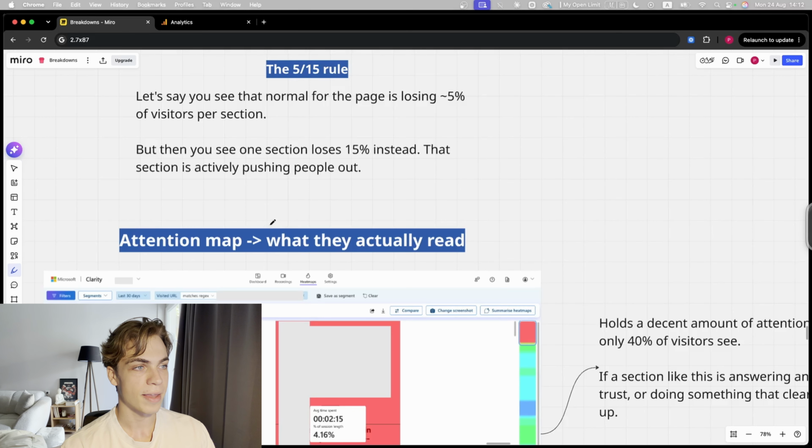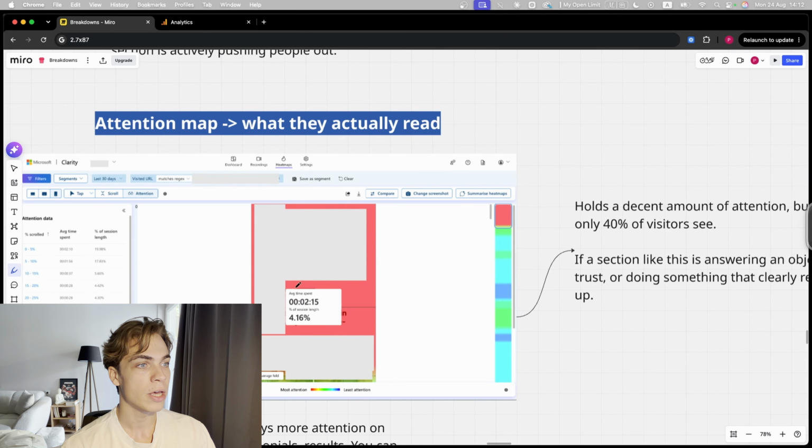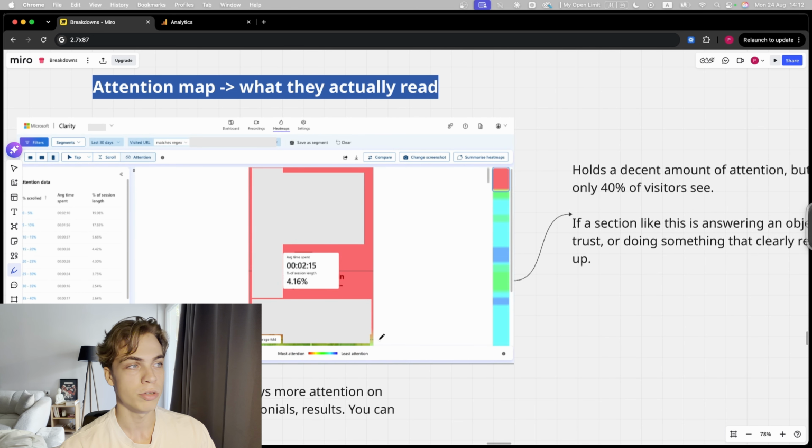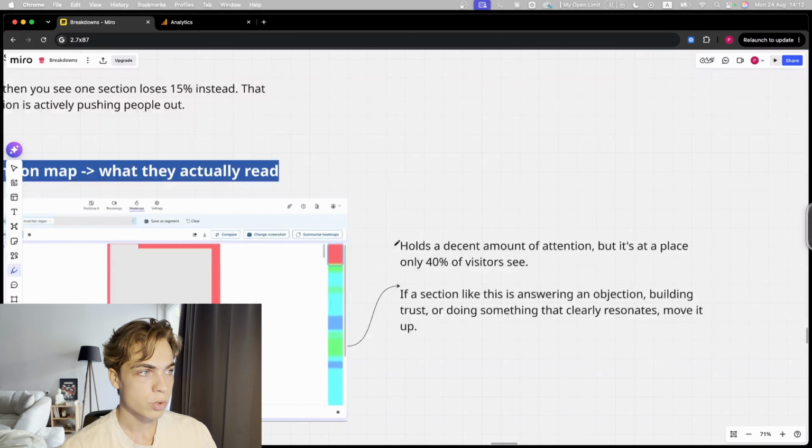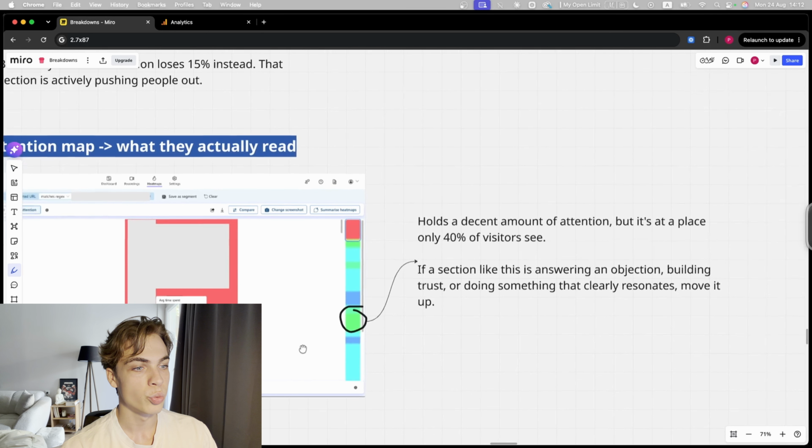The next thing is an attention map, and this is what people actually read, right? On this part where I'm hovering, for example, people spend an average of 2 minutes and 15 seconds staying, scrolling, and reading on this part of the page. What I'm seeing over here is that the green part goes from red to green in the middle section. Blue is bad, it means no attention.